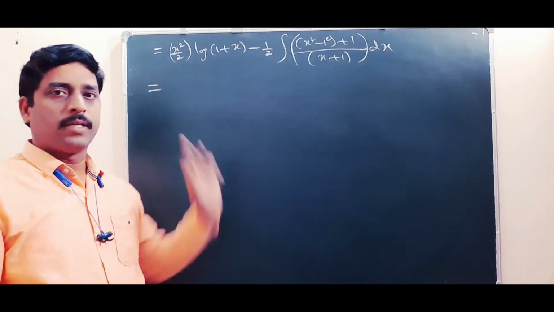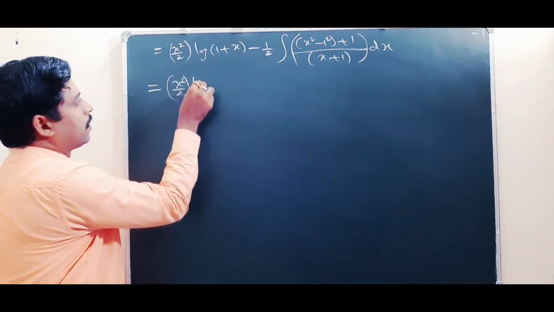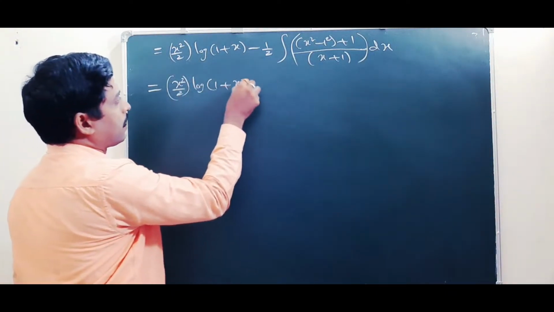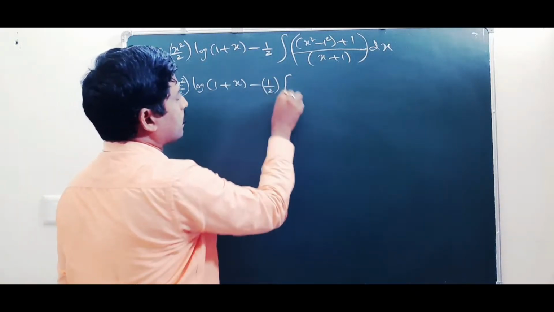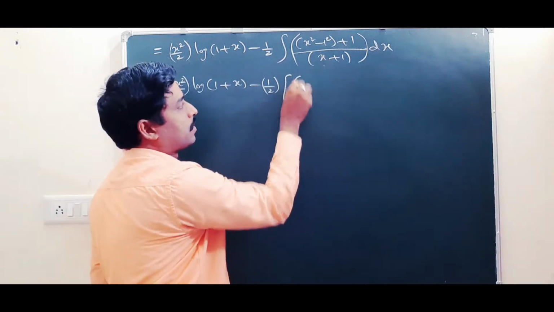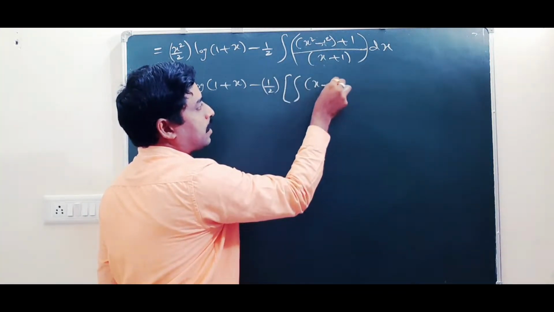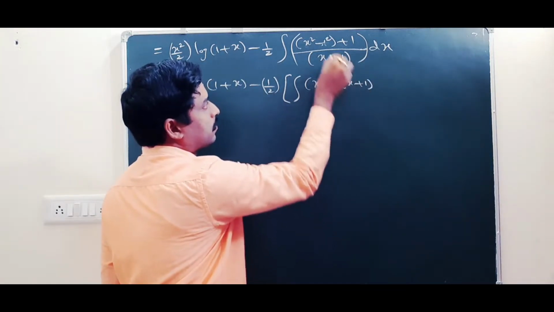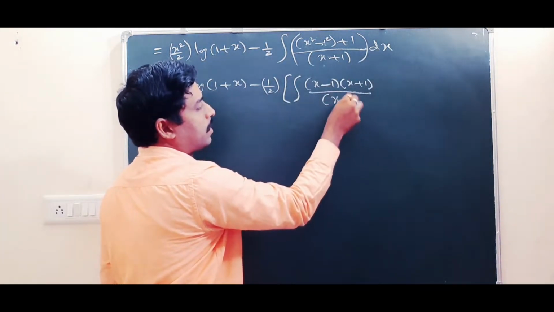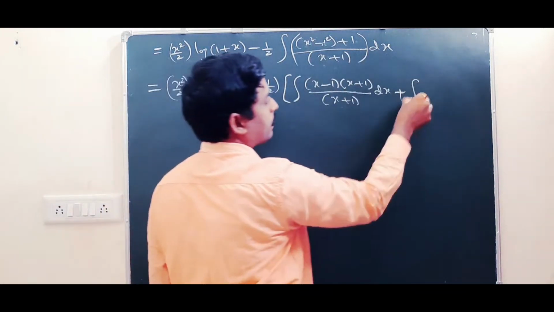We have got x square by 2 into log of 1 plus x minus 1 by 2 times of, this is nothing but x square minus 1 square by x plus 1. x square minus 1 square can be written as x minus 1 into x plus 1. What is the denominator? x plus 1 dx. Plus 1 by x plus 1.